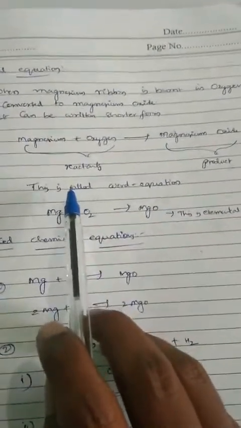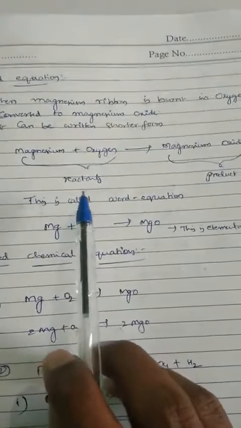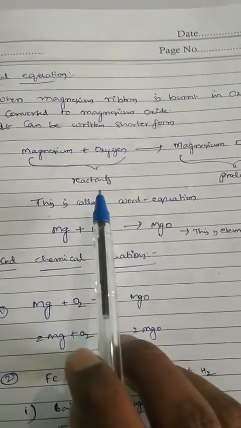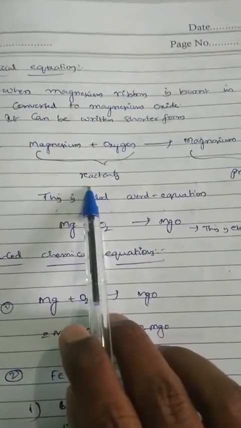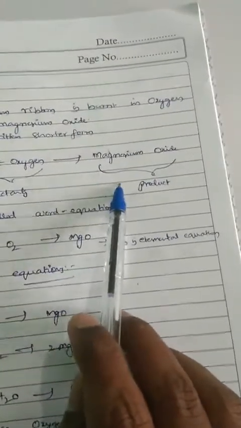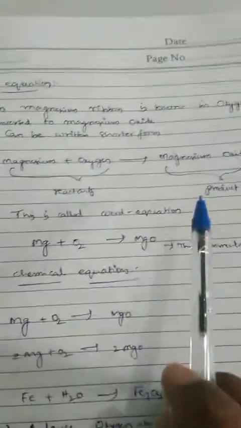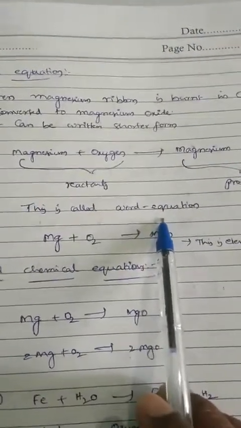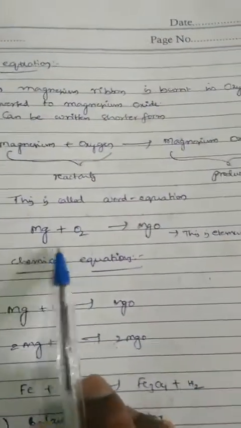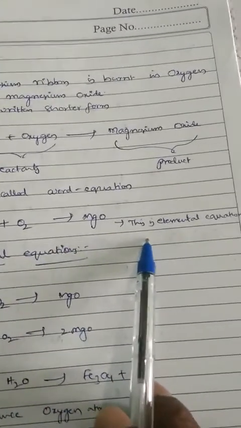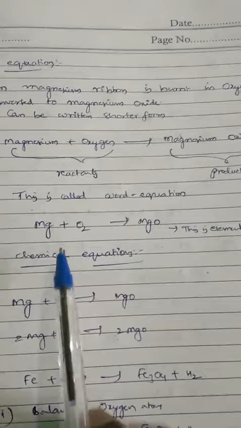Here we should know two important points. That is, in any reaction, left side and right side substances are present. The substances which are present on the left side of the equation are called reactants, and the substances which are present on the right side of the reaction are called products. This is a very important point. Next, the above equation is called a word equation because in that equation we mention only words. It can also be written as Mg plus O2 gives rise to MgO. This is called an elemental equation because in this equation elements are present.